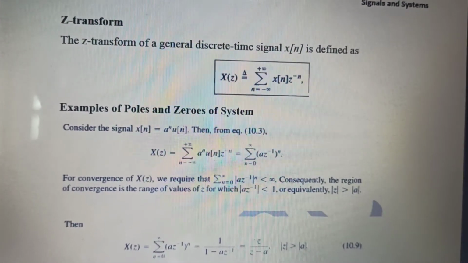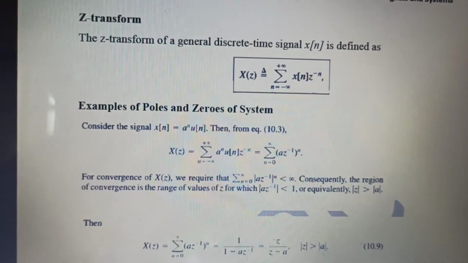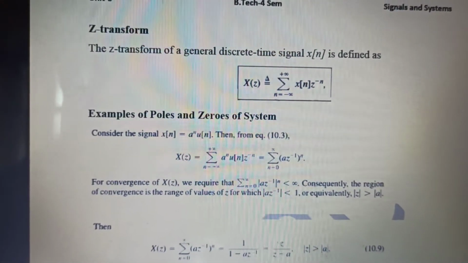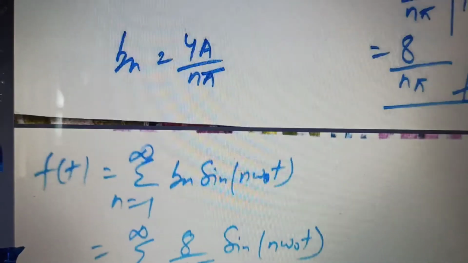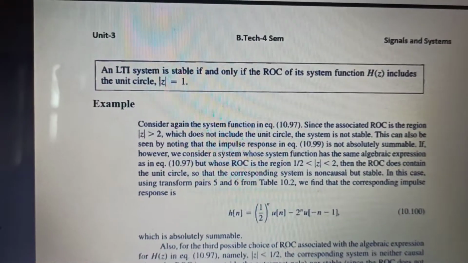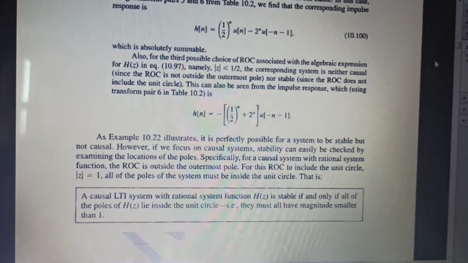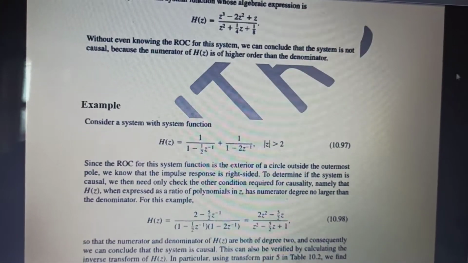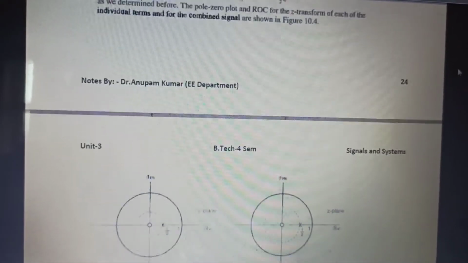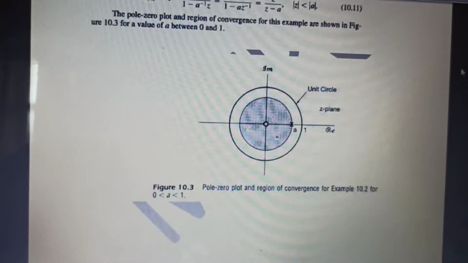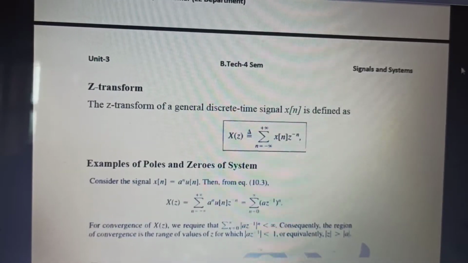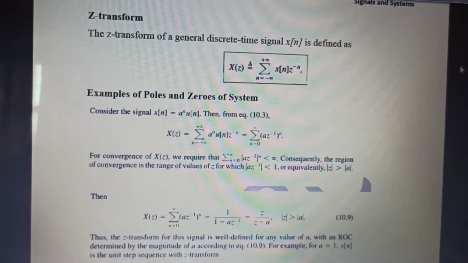Where is the cursor? Wait a minute. Yes, now it will. Okay, there it is. This is the basic maths. Now I have to move forward. Just wait for a moment. The stability was already discussed. So I will come straight back to the topic of Z transform.